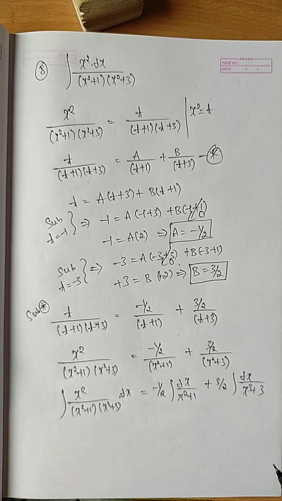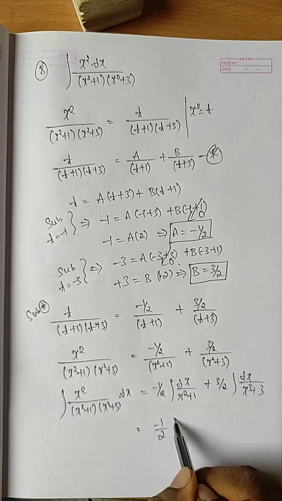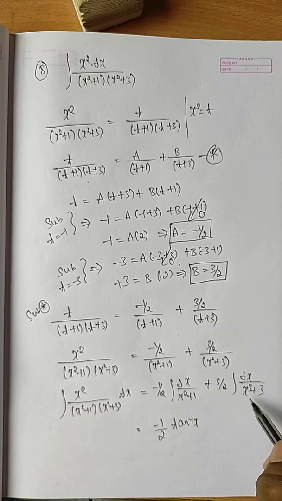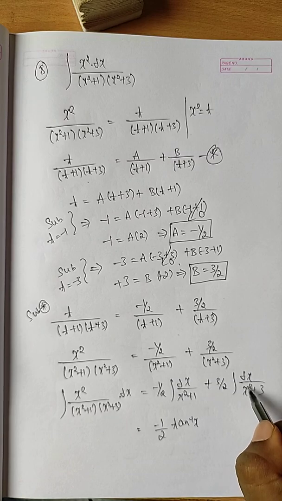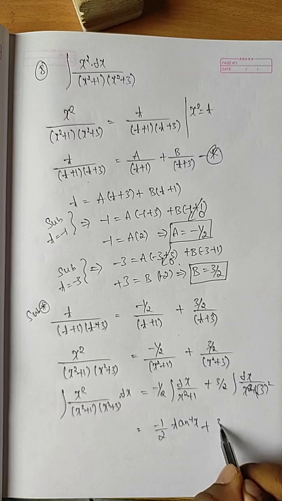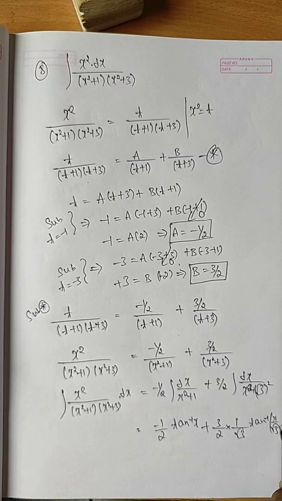Is it clear? Now it is in the form of integration of dx by (x square plus a square). What is the integration of dx by (x square plus a square)? It is 1 by a tan inverse x by a. Here in the first we have a direct formula, tan inverse x. The integration of dx by (x square plus 1) is tan inverse x. For the integration of dx by (x square plus 3), you want to write it as root 3 whole square, so 3 by 2 into 1 by root 3 tan inverse x by root 3 plus c. Is it clear? Is it okay?